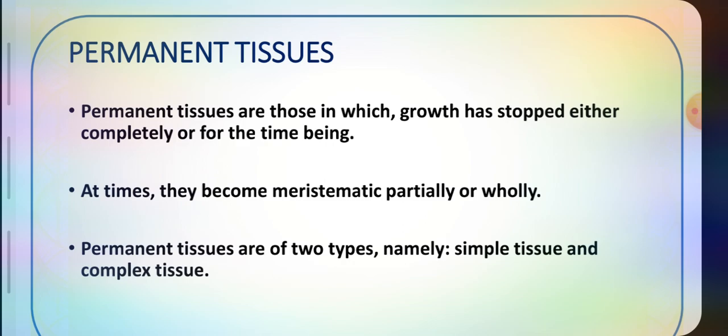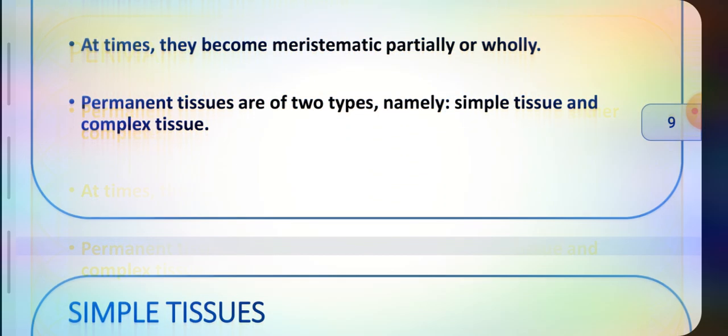And there are two different types of permanent tissues. One is called simple tissue, another one is called complex tissue. What do you mean by simple tissue? Single tissue is called simple tissue. Complex means many. This is the simple meaning, okay.